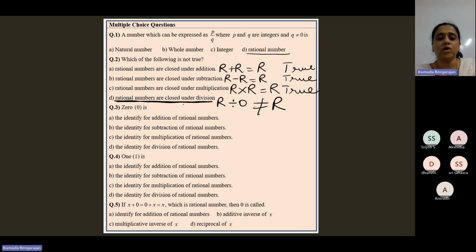So this is false. It says rational numbers are closed under division. No, rational numbers are not closed under division because when the second rational number, that is the denominator, is 0, then division by 0 is not defined. So this is not true. So the correct option is option D.